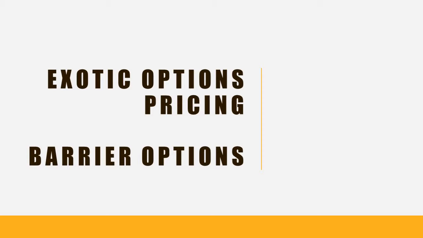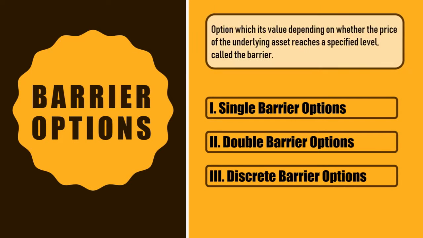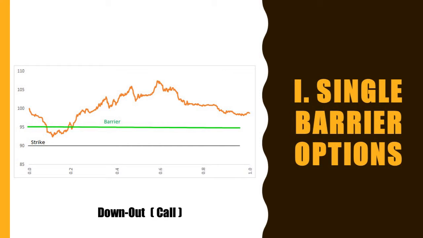Okay, next we will show you how to price an exotic option, where we will use the barrier option as an example. Barrier options are options whose value depends on whether the price of the underlying asset reaches a specified level called the barrier. Today we will discuss three types of barrier option. First, the single barrier option. Second, the double barrier option. And the last, the discrete barrier option. To make you see the picture of what we are going to talk about, we will explain those options from the graph. This graph is a down-and-out call option. To price this option, we will show you how to use our program to price it.